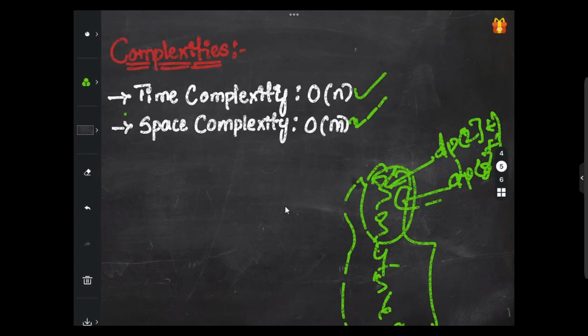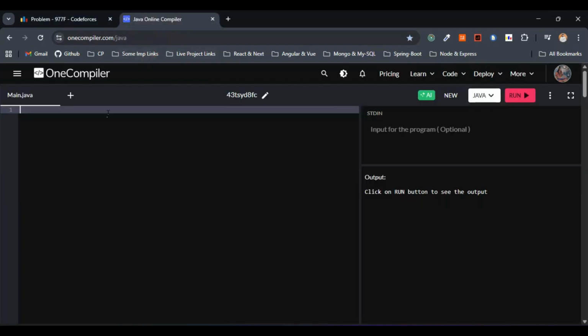So now we are completely done with the complexities part. As we are completely familiar with the complexities and the approach part, we are good to write the code. Let's start writing the code. I'll just come to the compiler.